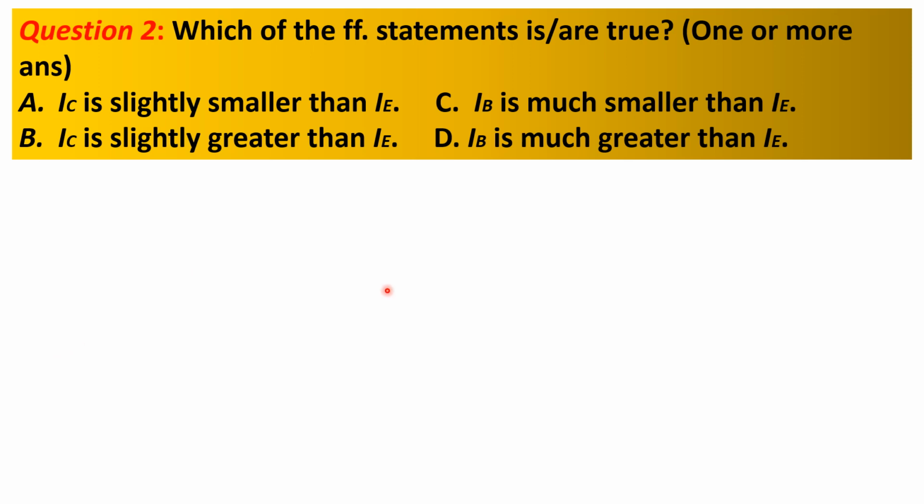So we now have question number 2. Which of the following statements is or are considered correct or true? Okay, there are one or more answers. Letter A. Collector current IC is slightly smaller than the emitter current IE. Letter B. IC is slightly greater than I sub E. Letter C. Base current IB is much smaller than the emitter current IE. And letter D. IB is much greater than IE.